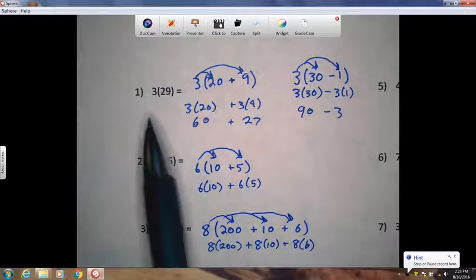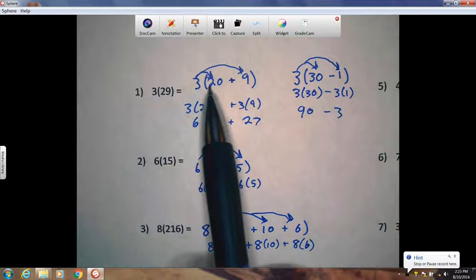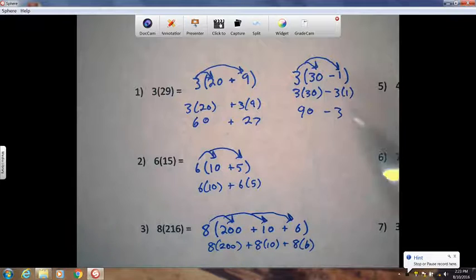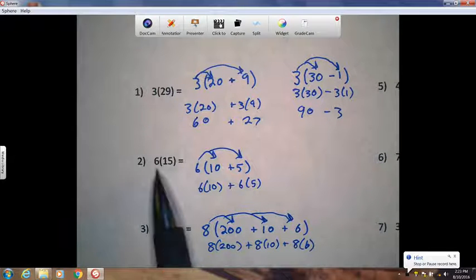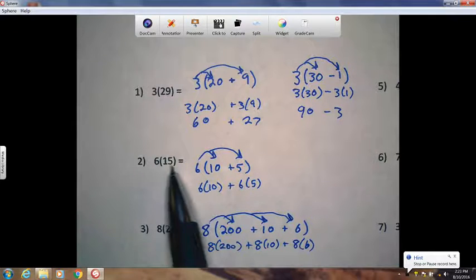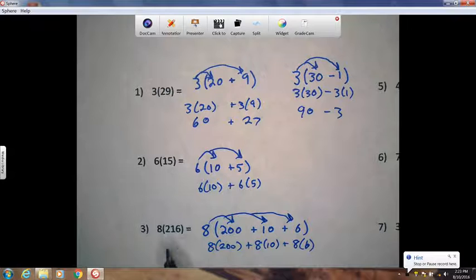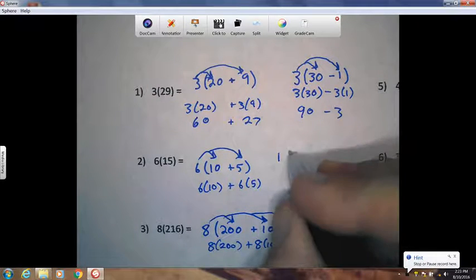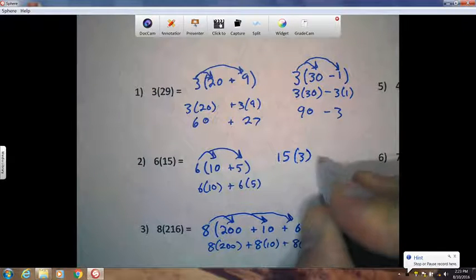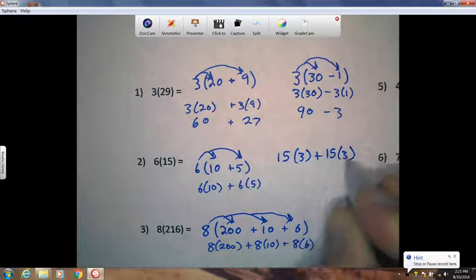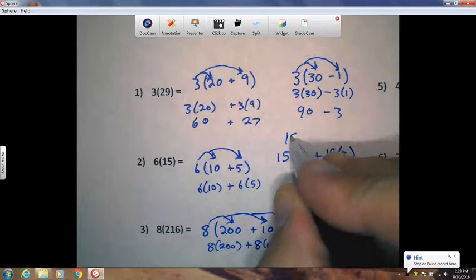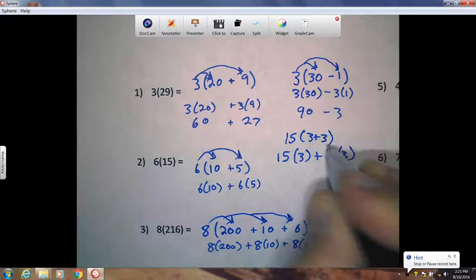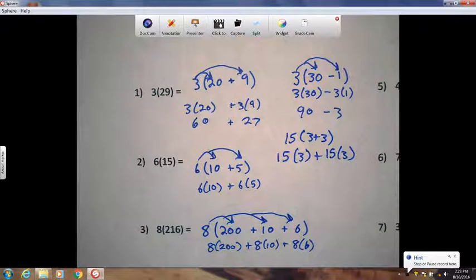So I can break the 29 up into 20 plus 9, or 30 minus 1. And I can break 6 times 15 into 6 times 10 and 6 times 5. You could even do it the other way around if you wanted to. I could do this as 15 times 3 plus 15 times 3, since 3 plus 3 is equal to 6.